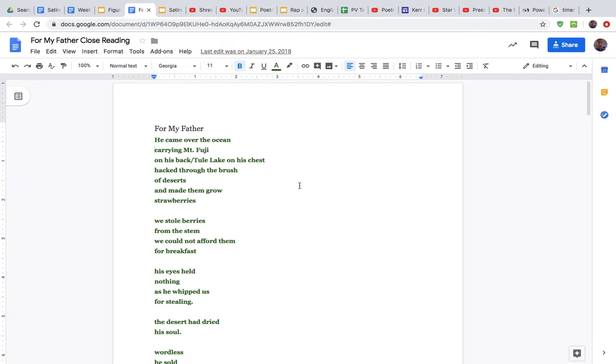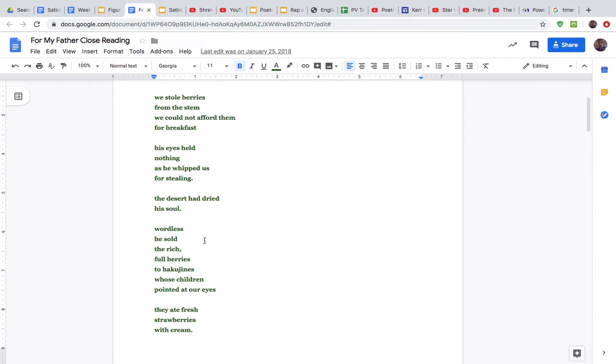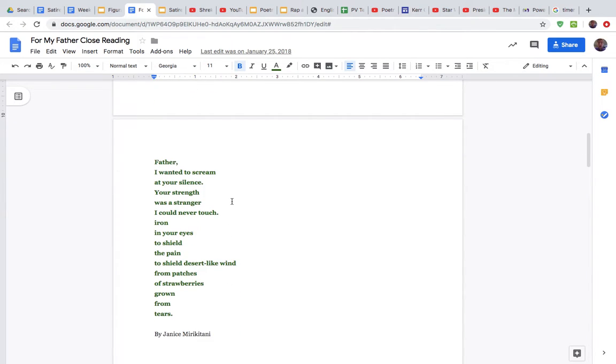All right, it's called For My Father. He came over the ocean, carrying Mount Fuji on his back, Tule Lake on his chest, hacked through the brush of deserts and made them grow strawberries. We stole berries from the stem. We could not afford them for breakfast. His eyes held nothing as he whipped us for stealing. The desert had dried his soul. Wordless, he sold the rich, full berries to Hakujeans whose children pointed at our eyes. They ate fresh strawberries with cream. Father, I wanted to scream at your silence. Your strength was a stranger I could never touch. Iron in your eyes, to shield the pain, to shield desert-like wind from patches of strawberries grown from tears.